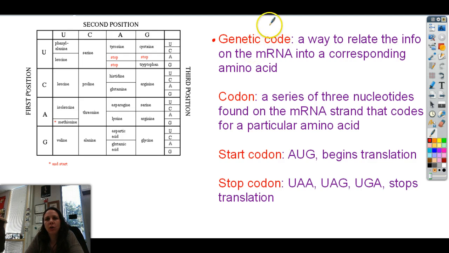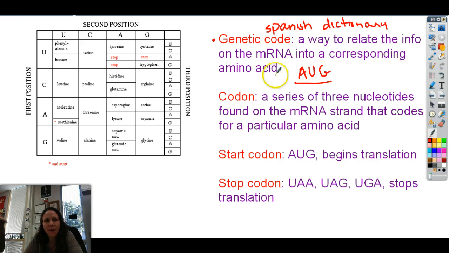It's kind of like a Spanish dictionary. When you have a word in Spanish, hola, you look up hola in the dictionary and it says, oh, hola means hello. Same kind of thing. If I have a chunk of nucleotides, AUG, well, that's my word that I don't understand. So I use this chart over here, my dictionary, to figure out what that word means. What we're going to learn is that the nucleotides come in chunks of threes called codons.